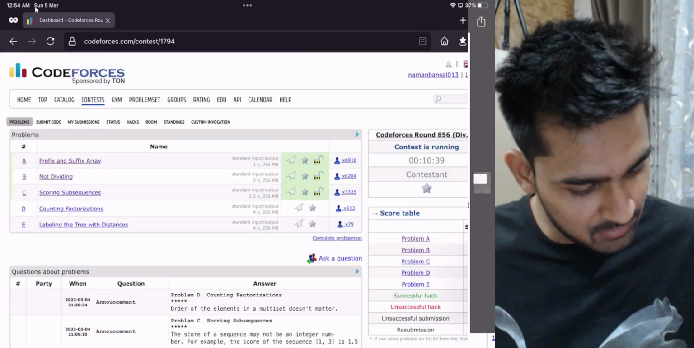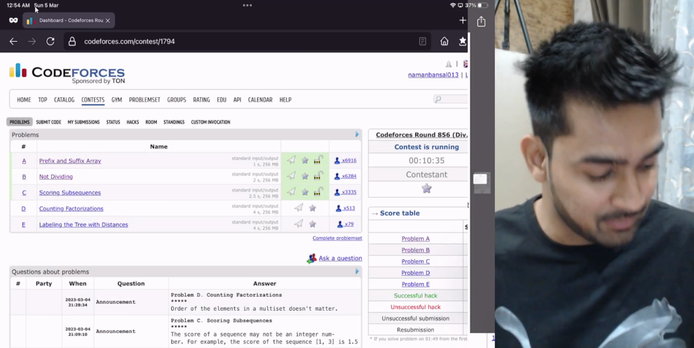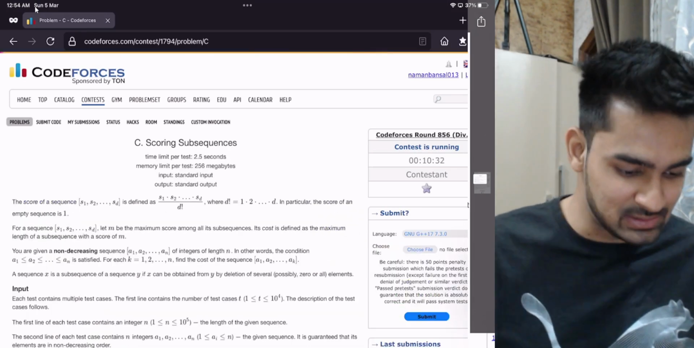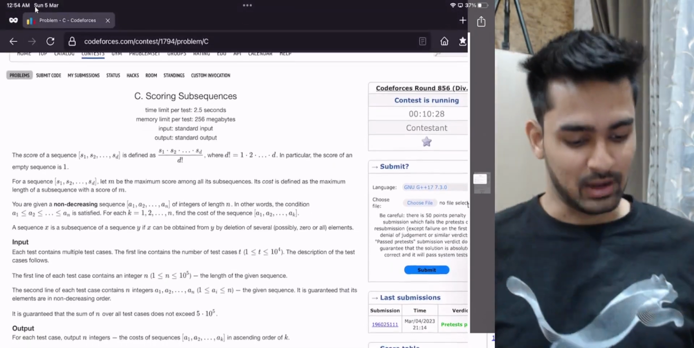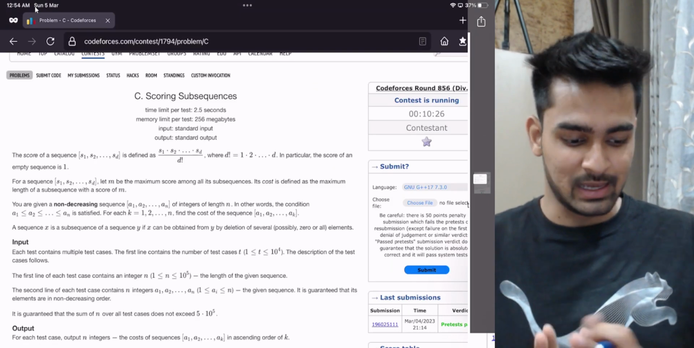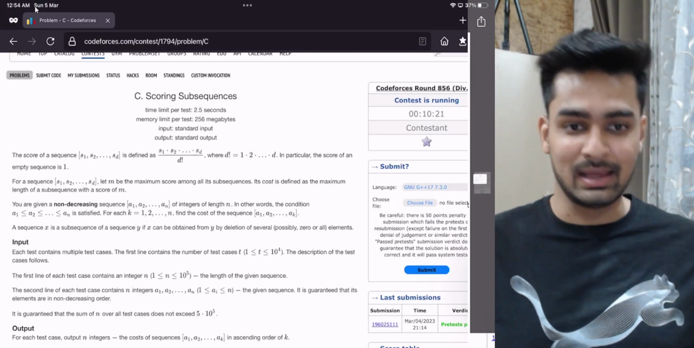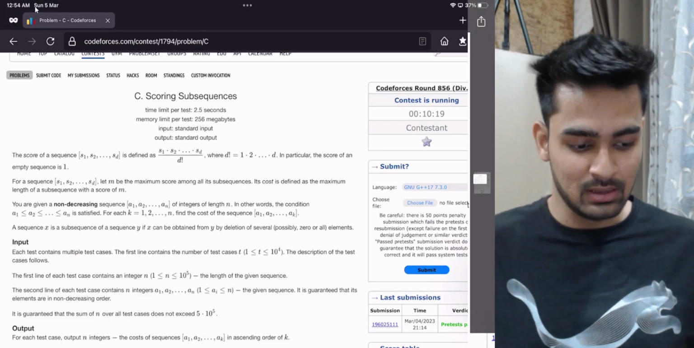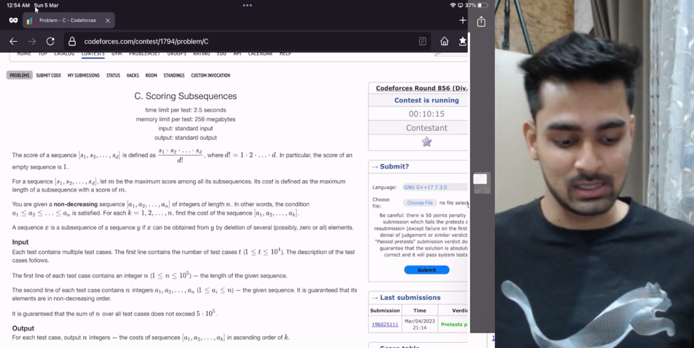All right, so problem C is scoring subsequences. As we can see, 10 minutes are left, but still 3335 submissions are here, so it's also an easy problem. Let me explain what we have to do. The score of a sequence S1 till SD is defined as S1 times S2 times so on till SD, divided by d factorial, where d factorial is 1, 2, 3 till d. In particular, the score of an empty sequence is 1.